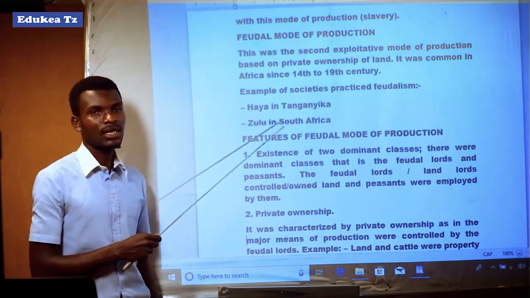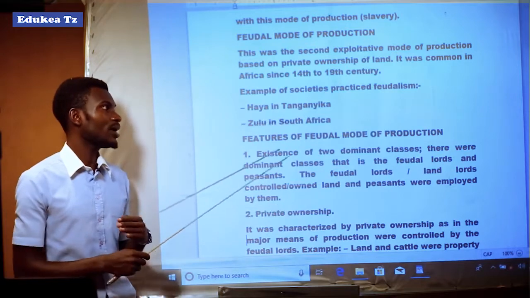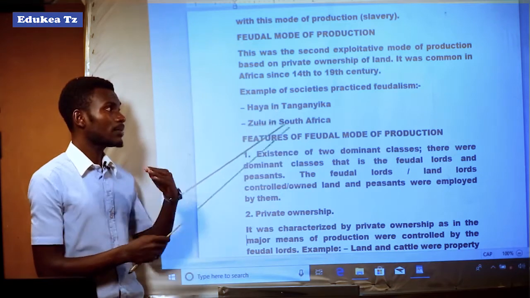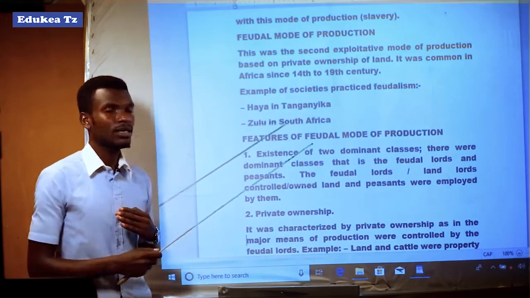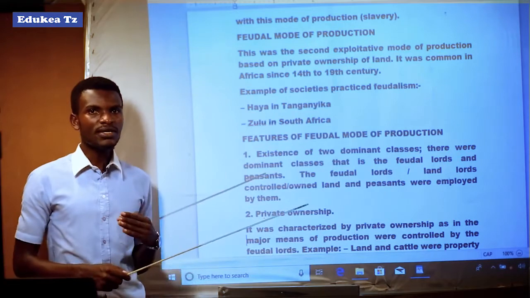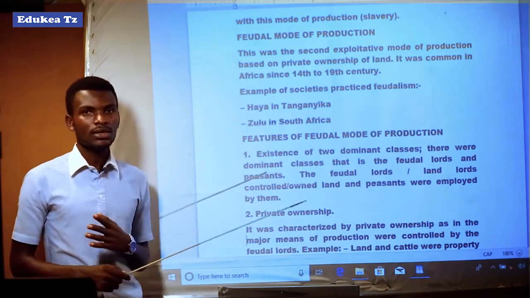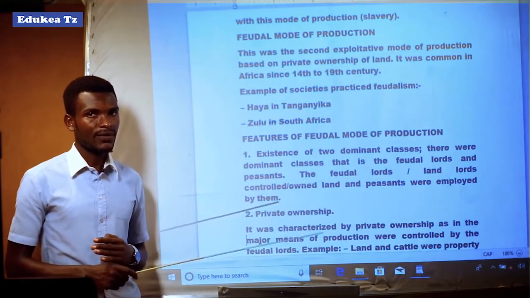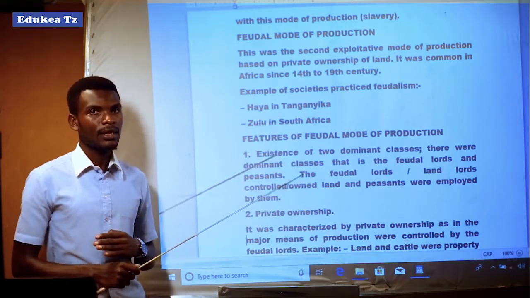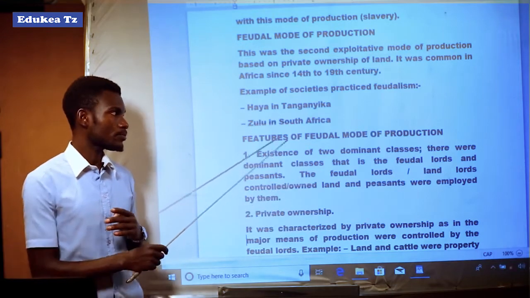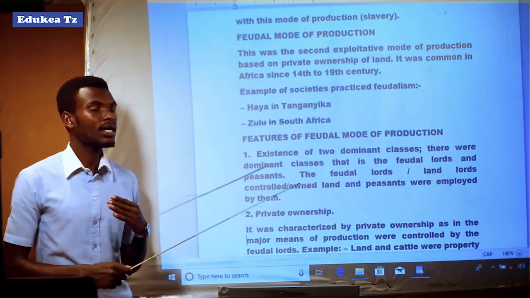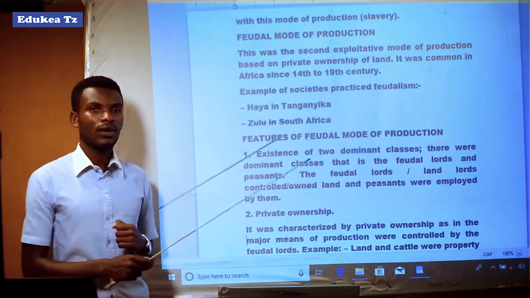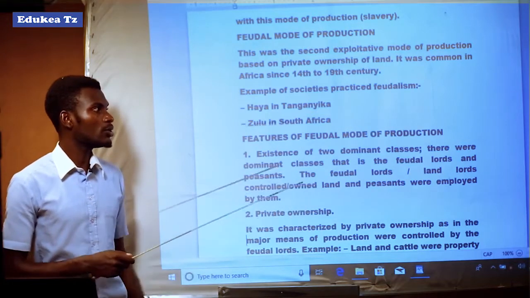This was another society in South Africa where the feudal mode of production was practiced. But there are some other examples which have not been mentioned here. There is the Umwinyi feudal system that took place around the coastal areas. For example, in Zanzibar, there was Umwinyi, the feudal system used by the people around the coast of the Indian Ocean.